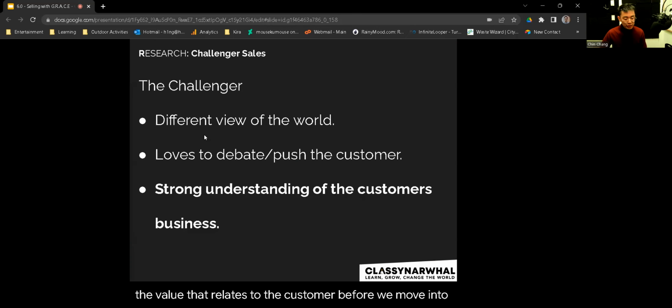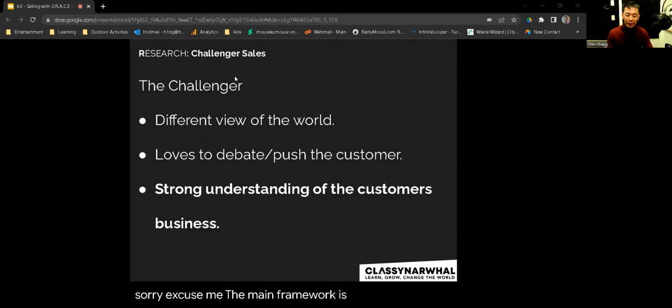Before we move into pitching, I want to quickly talk about a framework that is quite popular in current literature. It's called the Challenger Sales Framework. To understand the Challenger salesperson, the book premises that Challenger salespeople are usually the top performers in any given organization, more so than what they call consultative salespeople. These are needs-based salespeople.